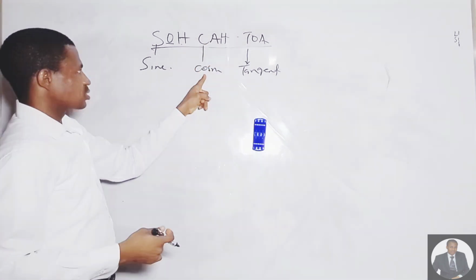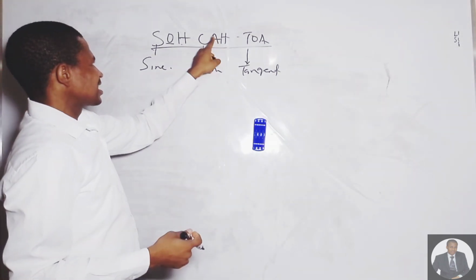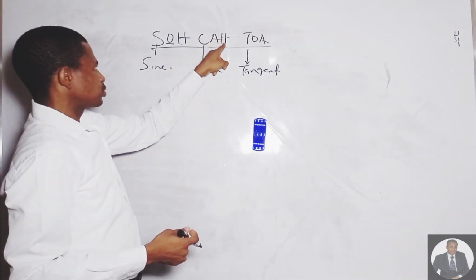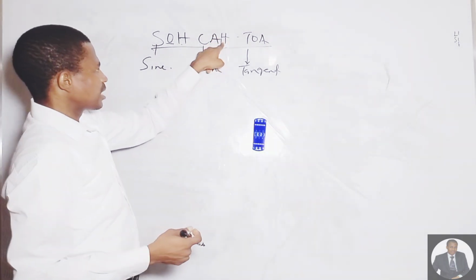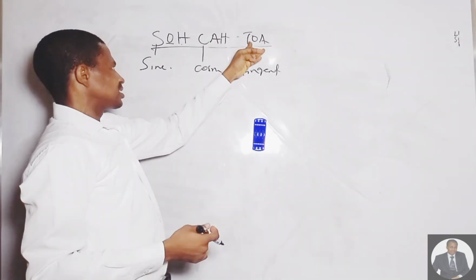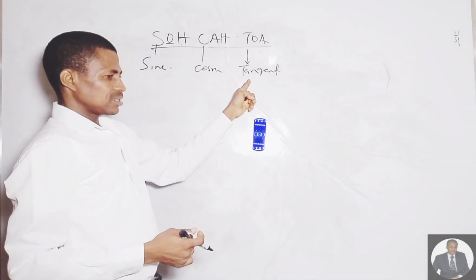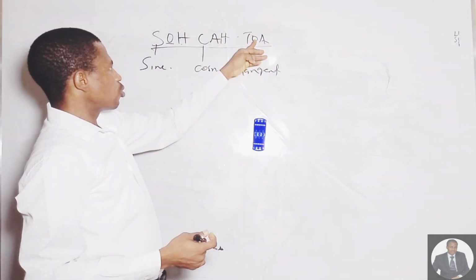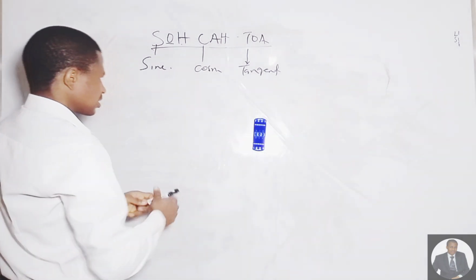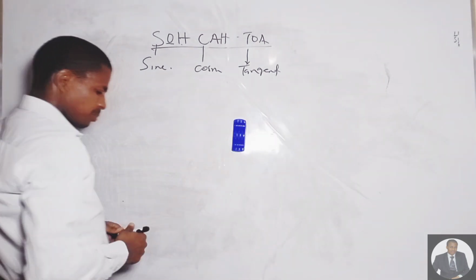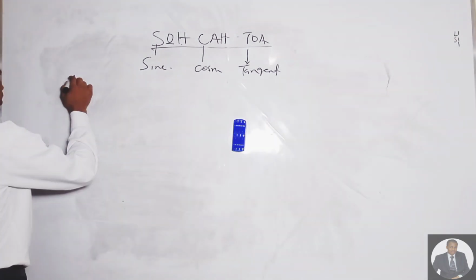C representing cosine, and then the A there is adjacent, the H is hypotenuse, so adjacent over hypotenuse. TOA, T, tangent, tan, meaning opposite over adjacent. Let's look at some application questions here.